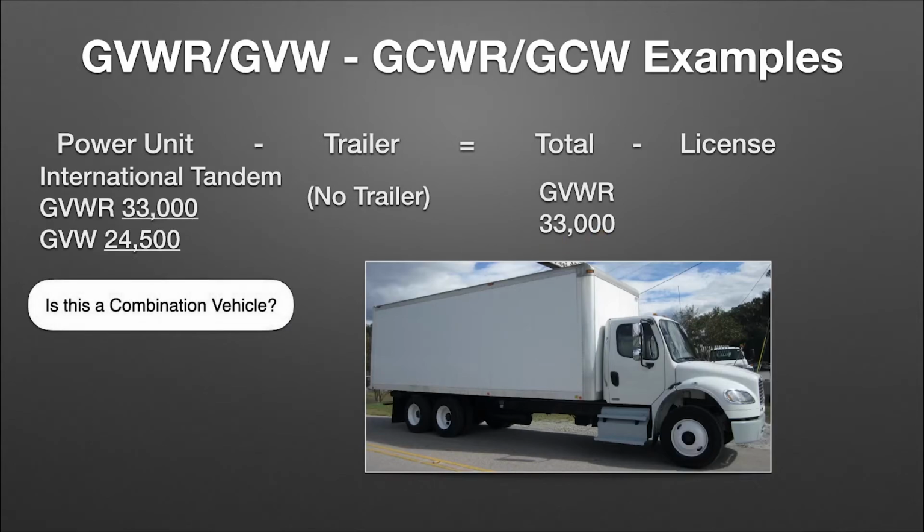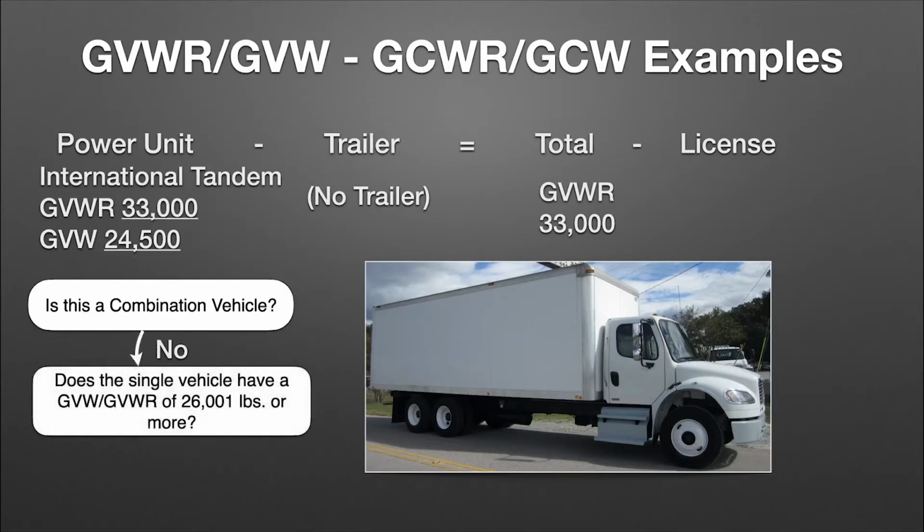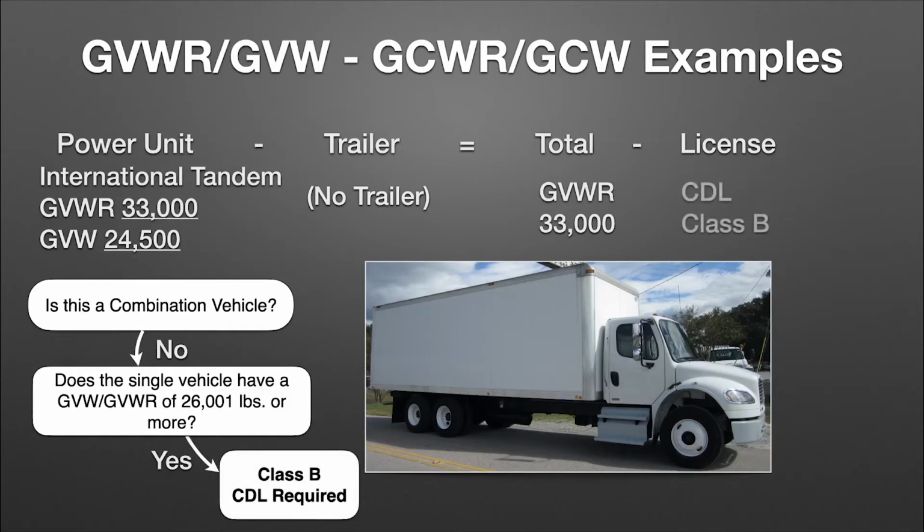All right, so we go to the flow chart. Is it a combination unit? Nope, we don't have a trailer. Does the single unit have a gross vehicle weight rating over 26,000 pounds? Yes, or 26,001 pounds or more. We're going to say yes because we're at 33,000 pounds, so this is a Class B CDL vehicle required. The driver would require a Class B CDL.